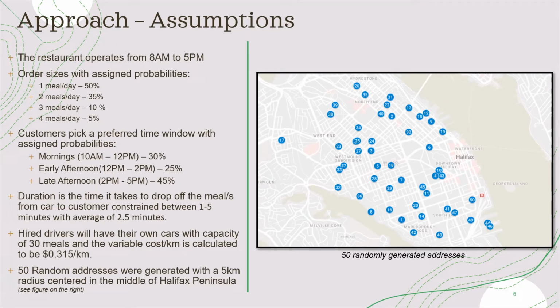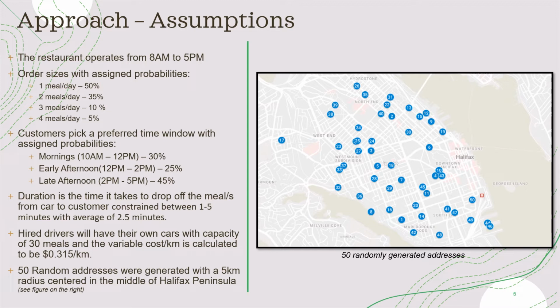As for some of the assumptions, the restaurant operates from 8 a.m. to 5 p.m. Customers are allowed to have up to 4 meals per day. Also, customers can pick a preferred time window with their assigned probabilities. The first time window is morning, from 10 a.m. to 12 p.m., and that's 30% of the time. Early afternoon is from 12 p.m. to 2 p.m. with 25% of the time. And finally, late afternoon is from 2 to 5 p.m., which has the highest assigned probability of 45%.